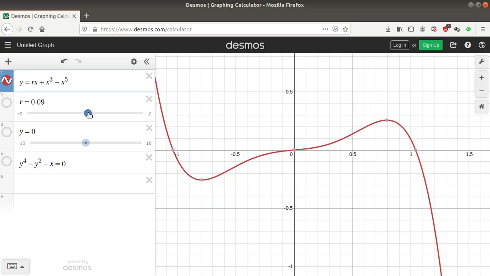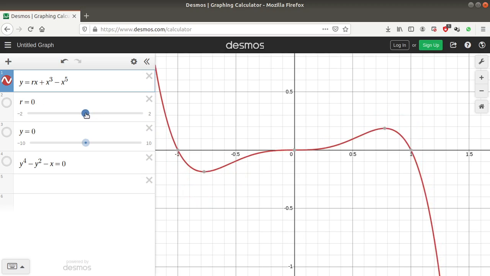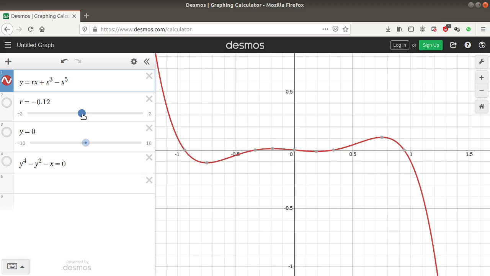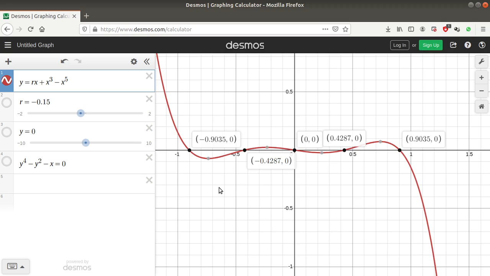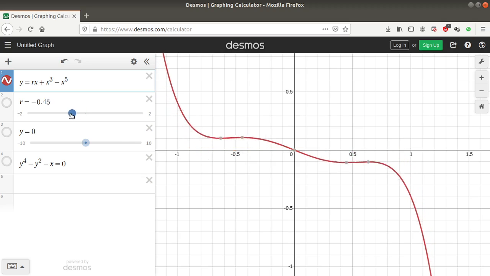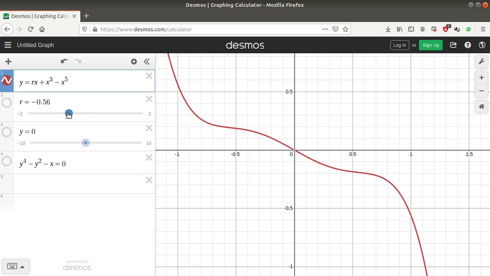If I decrease the r value and take it to negative, suddenly what I observe is, instead of 3 fixed points, I have 5 fixed points. Now let me decrease it further. If I decrease it further, after some amount of r, I have only 1 fixed point. So first let's identify what those fixed points are.